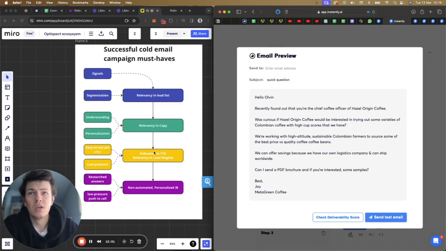Okay. Next, this is where the magic happens and where most people, I would just be blunt, mess up royally. Okay. So relevancy in CTA and relevancy in the lead magnet.